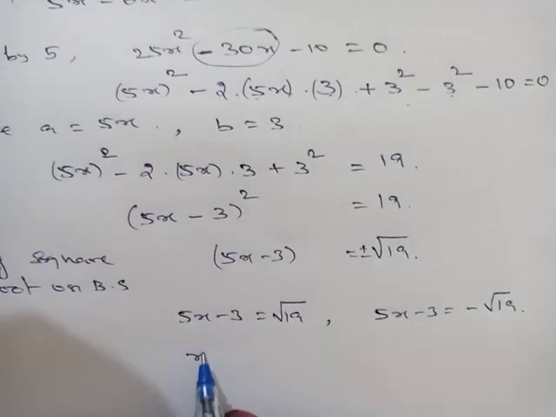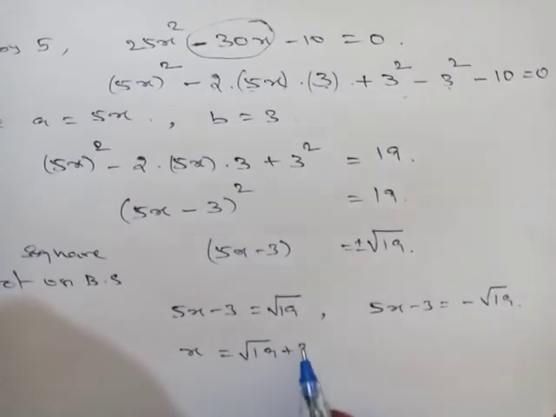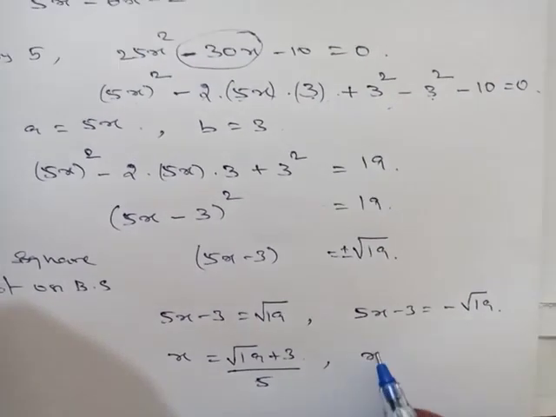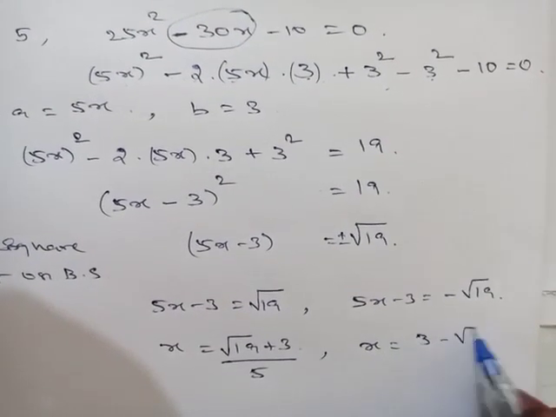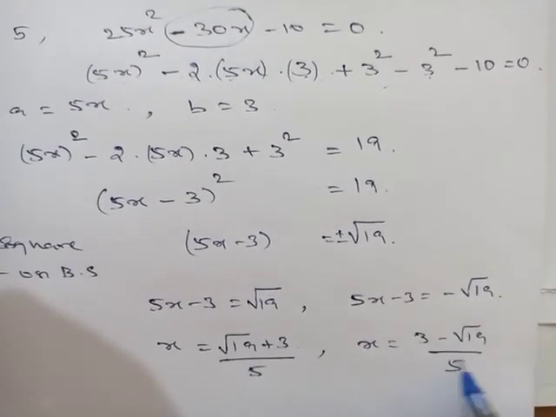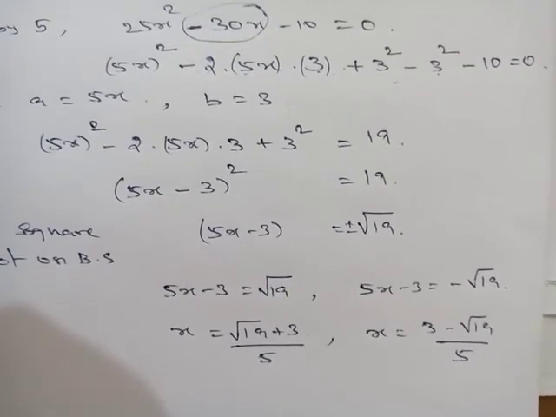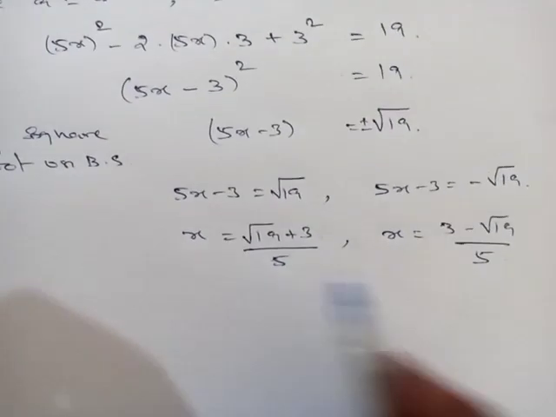So x is equal to, how can we write, minus 3 you bring this side, so root 19 plus 3 divided by 5. This is one answer. x is equal to, this 3 you bring this side, means 3 minus root of 19 divided by 5. This is another answer. So for this quadratic equation we have two roots. These two are the roots.